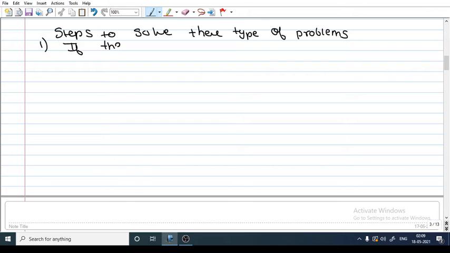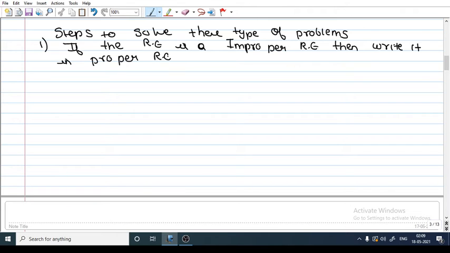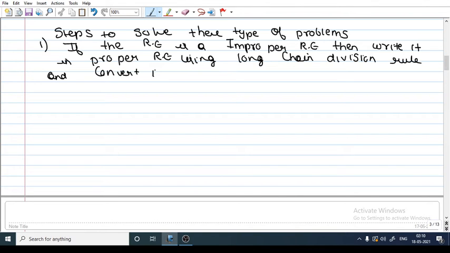If the rational expression is an improper rational expression, then write it in proper rational expression using the long division rule, which is nothing but our normal division, and convert it into the sum of a polynomial and a proper rational expression.